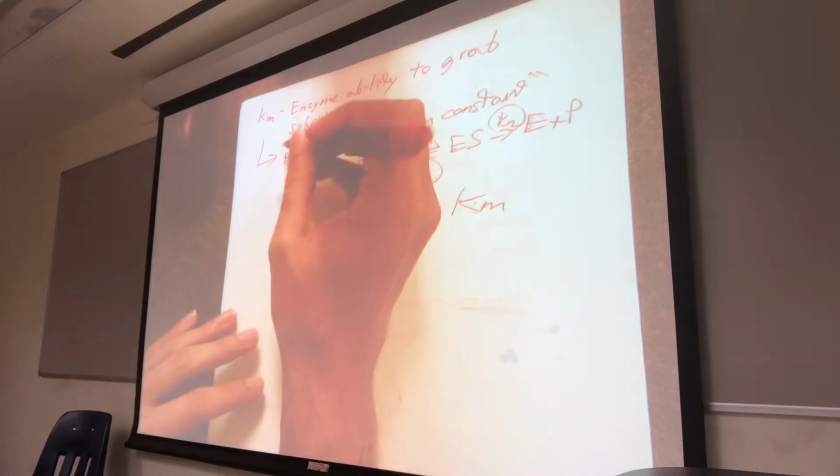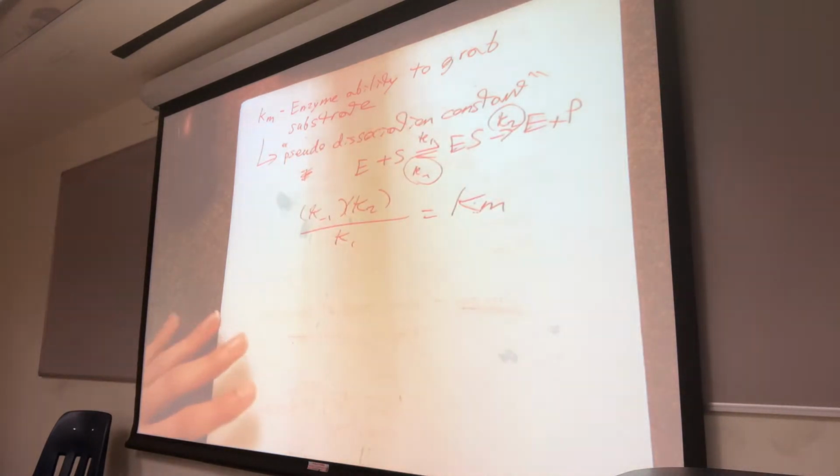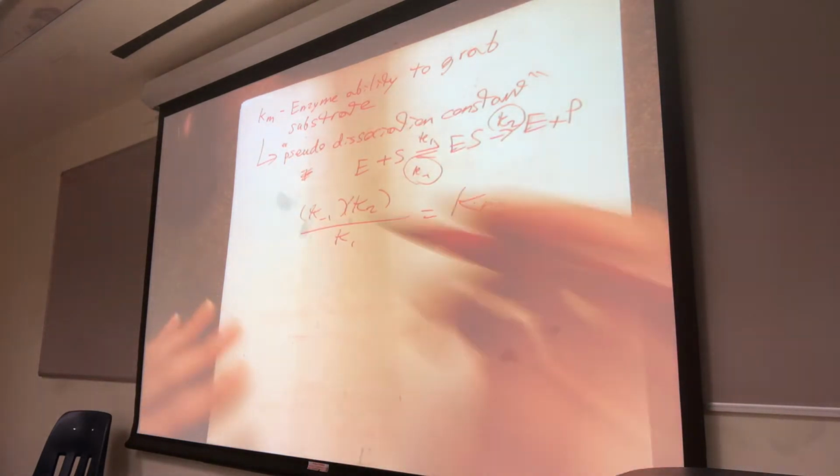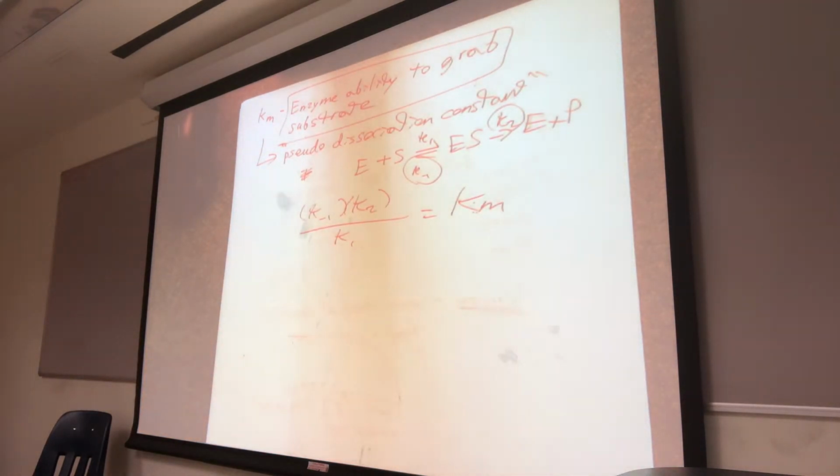I would just memorize, if it shows up, Km means a pseudo-dissociation constant, but conceptually, what will help you answer mathematical questions, I would remember this one. It describes the enzyme's ability to grab substrate.